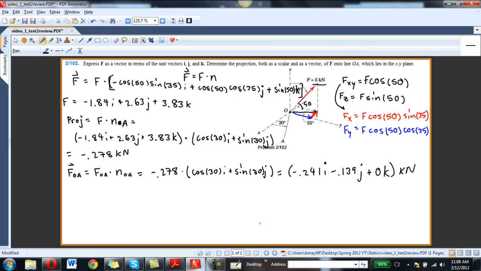So the key things to remember are, for F as a vector in i, j, and k, you just multiply by a unit vector. The unit vector is just the distances or the angles, whatever you want to think of it. And then for projection, you just multiply it by the unit vector of the line that you want to project it onto. And that's pretty much it. So that's your answer, and you can check it, and check out some of my other videos.